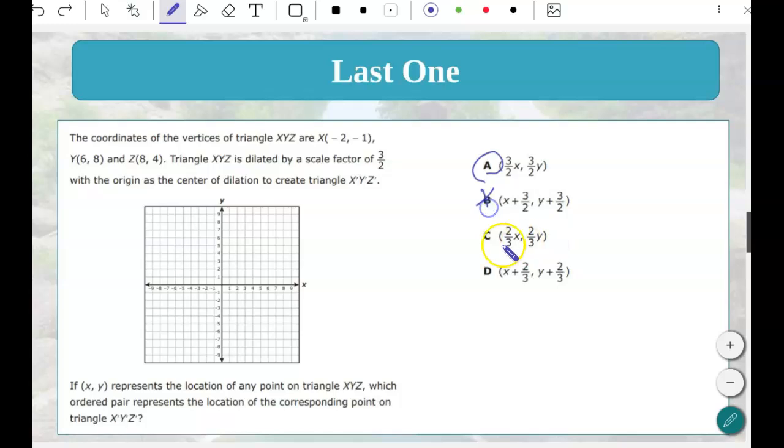B is being added. This, they flipped on C, and that's also incorrect.